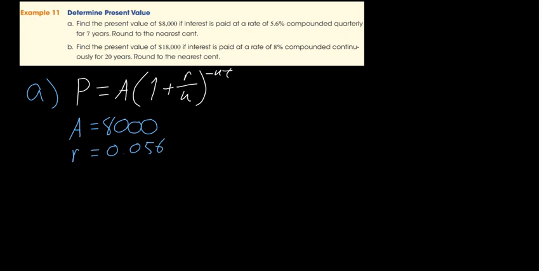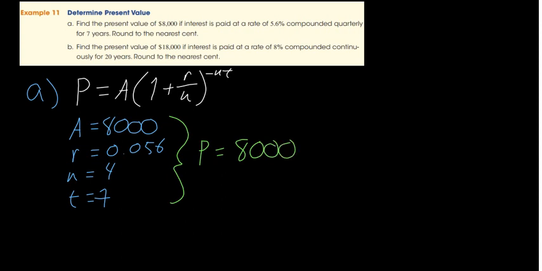Compounded quarterly, so my n value is going to be 4, and then my time is going to be 7. Okay, so we take all these, and so we have P is equal to 8,000 times 1 plus R over N, where R is 0.056, all over N, which is 4, raised to the negative NT power, where NT is 28, right? So negative 28.